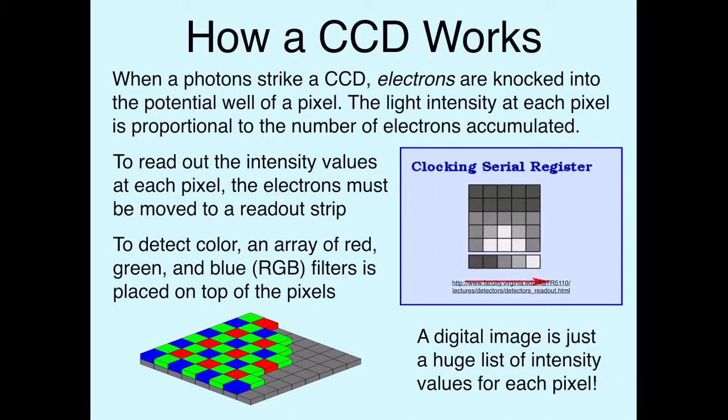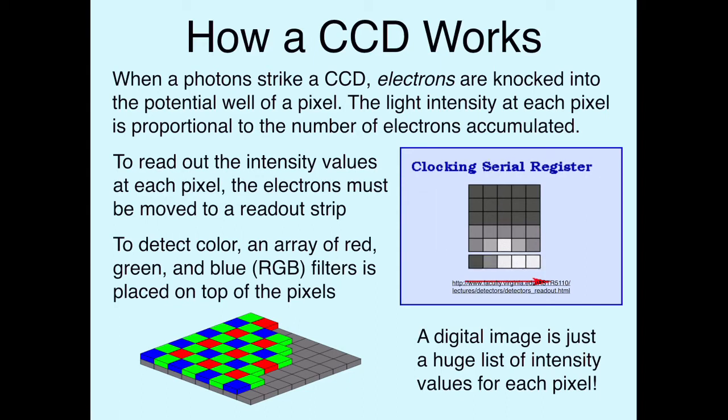So here's one way you can capture a color image. There's more than one way to do this, but a simple way is to put an array of filters on top of your CCD. So we have green filters, red filters, and blue filters, okay? And they're arranged in this kind of tile pattern over the CCD.